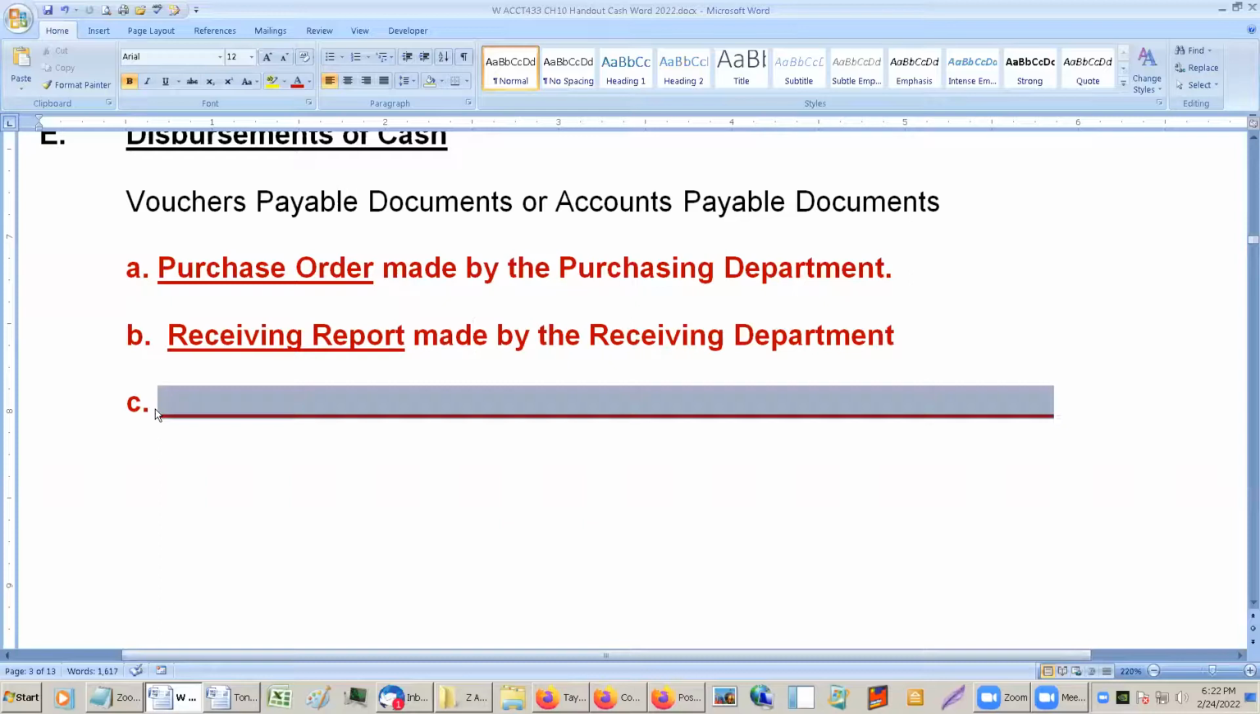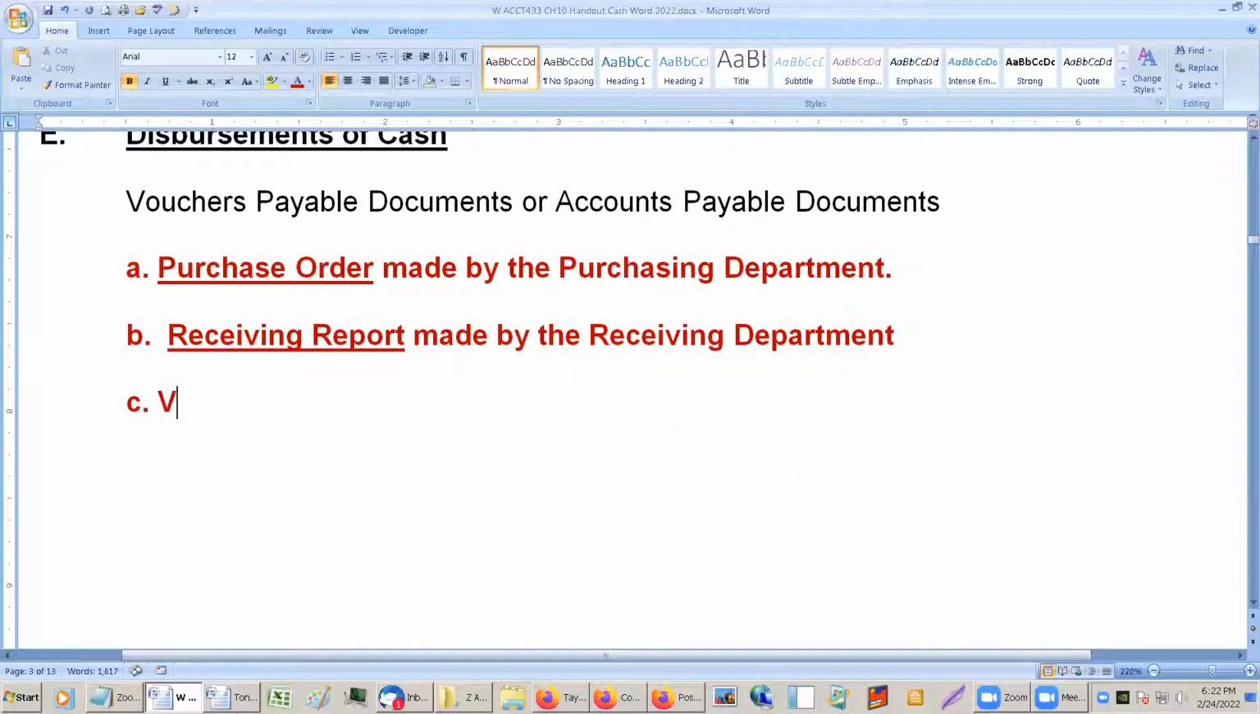And the last one is the vendor invoice, sent by the vendor.